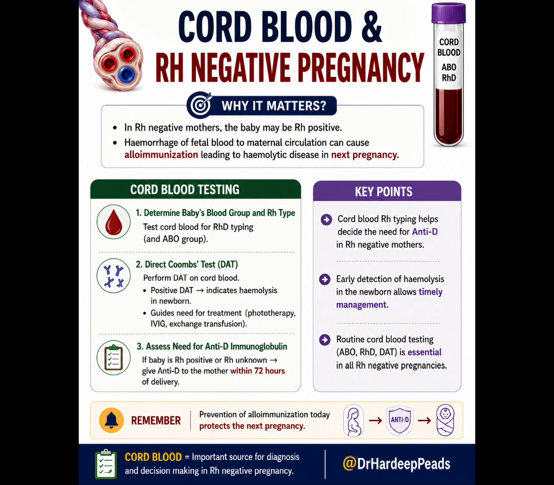If the baby is Rh positive or the Rh status is unknown, anti-D should be given to the mother within 72 hours of delivery to prevent alloimmunization for the next pregnancy.